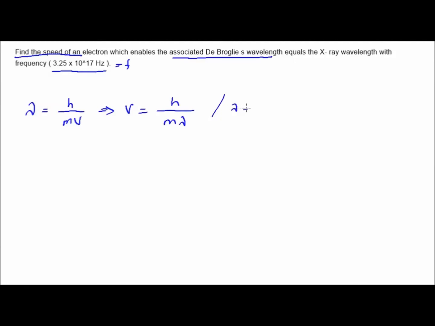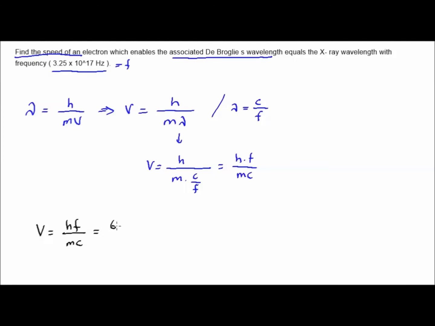By the way, lambda equals c over f, as you know. We are going to substitute it in this equation. V will be equal to h over m times c over frequency, so it will be h times f over m times c. This is the formula of velocity. So v equals h times f over mc.